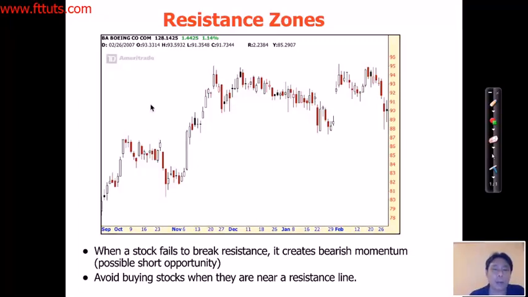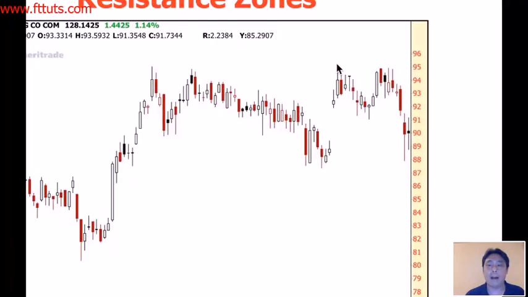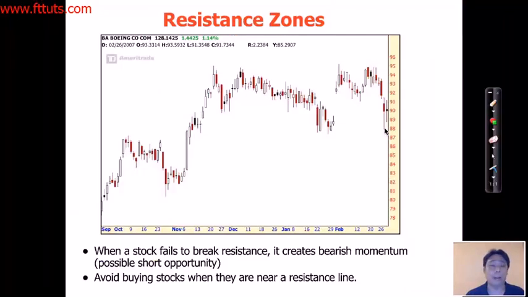So for example, if you take a look at Boeing over this period of time, notice that price goes up to about $95 and then reverses back down again. Goes back up again to that same level, $95, and reverses back down again. And once again, goes back to 95, reverses back down again. So it seems that at $95, there's something that seems to be preventing the stock from moving further up.